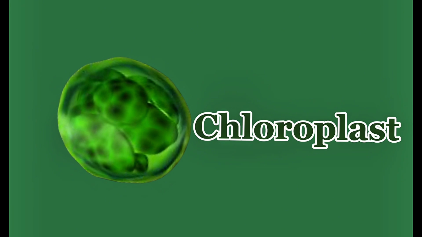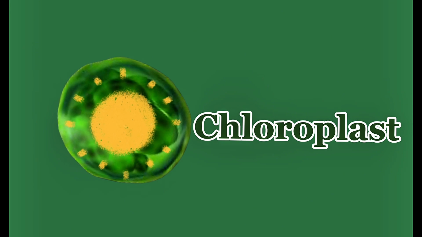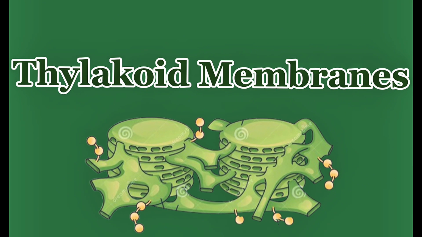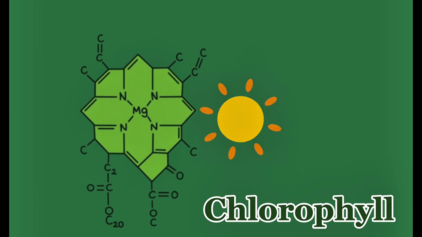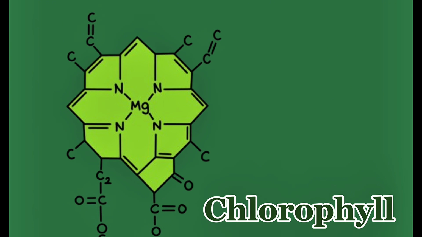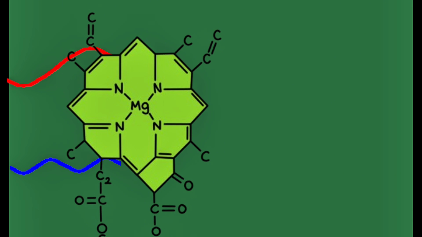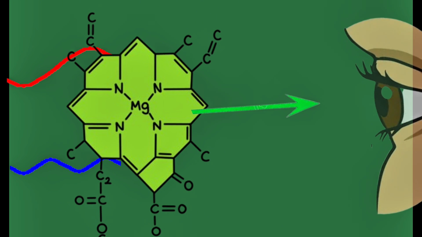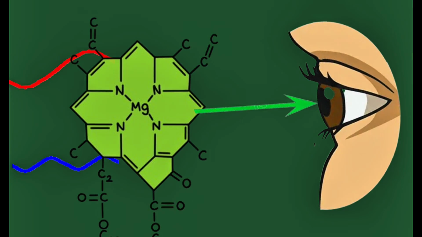Let me introduce you to Bob, the chloroplast. He stores the energy of sunlight. Bob has this cool thing called thylakoid membranes. These thylakoid membranes contain chlorophyll, which is the light-absorbing pigment that gives plants their green color. The chlorophyll can give plants their green color through absorbing red and blue light, which they use to produce green light, which makes the plants seem green in our eyes.